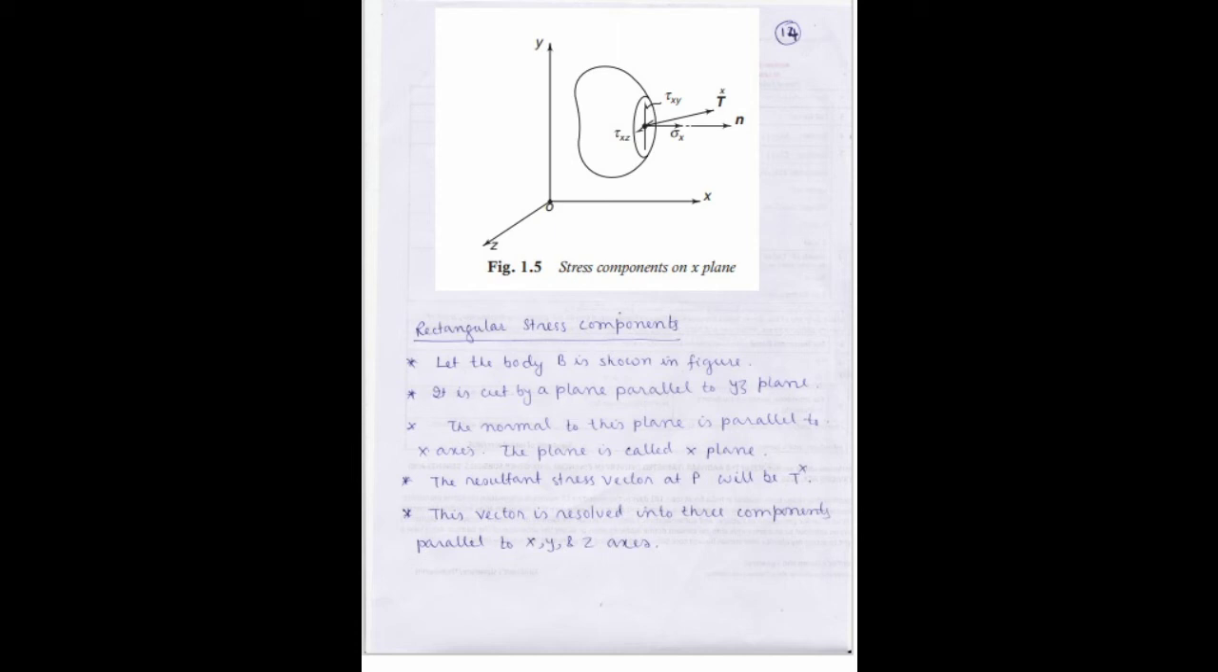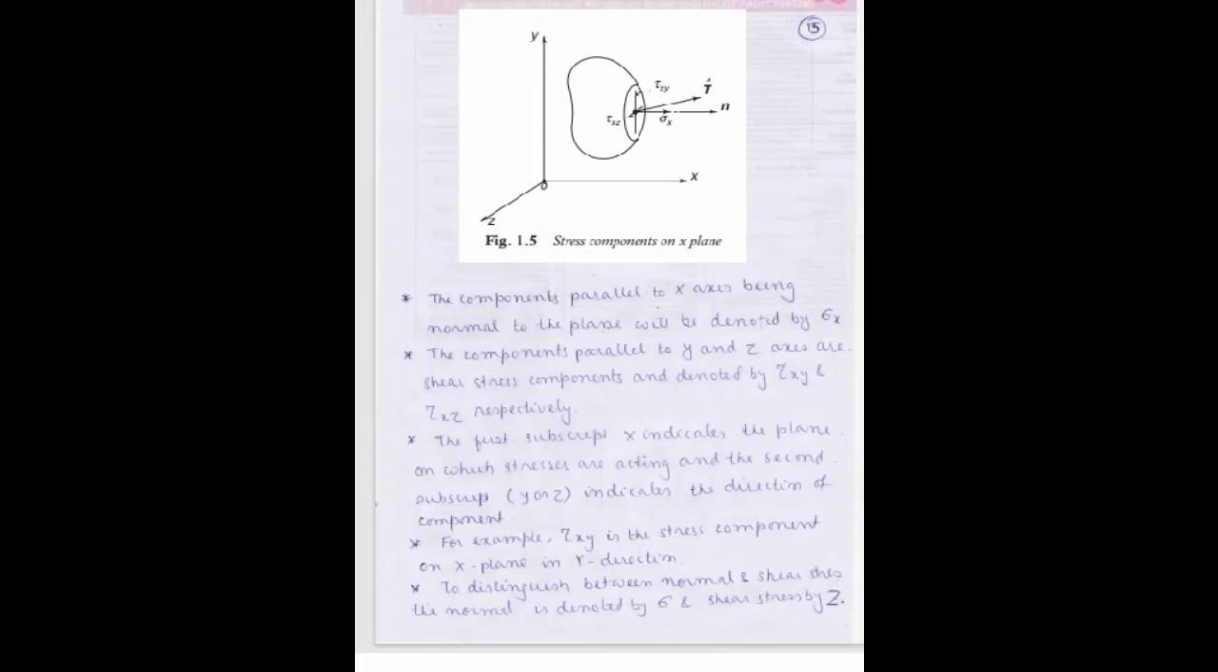Let us consider a point P, and the resultant stress vector at point P will be Tx. This vector is resolved into three components in x, y, and z directions. The component parallel to the x axis, being normal to the plane, will be denoted by sigma x. The components parallel to the y and z axes are shear stress components and denoted by tau xy and tau xz respectively. That means you have three components in the x, y and z directions.